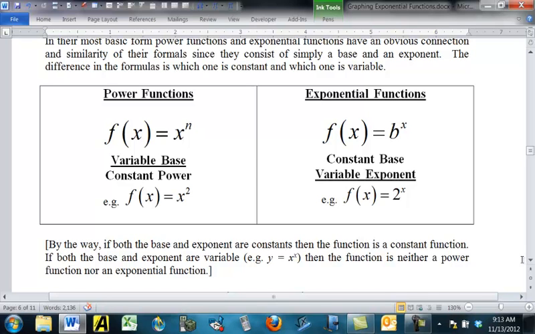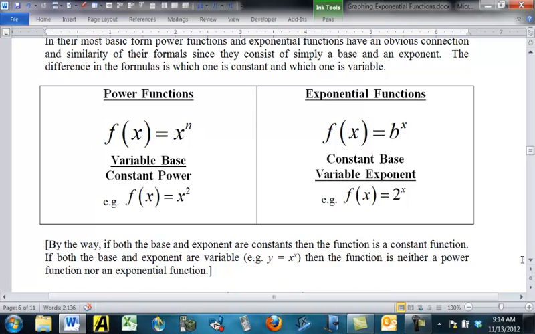Okay? So it's neither exponential nor power function. If both the base and the exponent are variable, like y equals x to the x power, then that's a function that's neither a power function nor an exponential function. We're not going to really study that one in this class. So anything that we know about the power functions or exponentials does not necessarily apply to the function y equals x to the x.